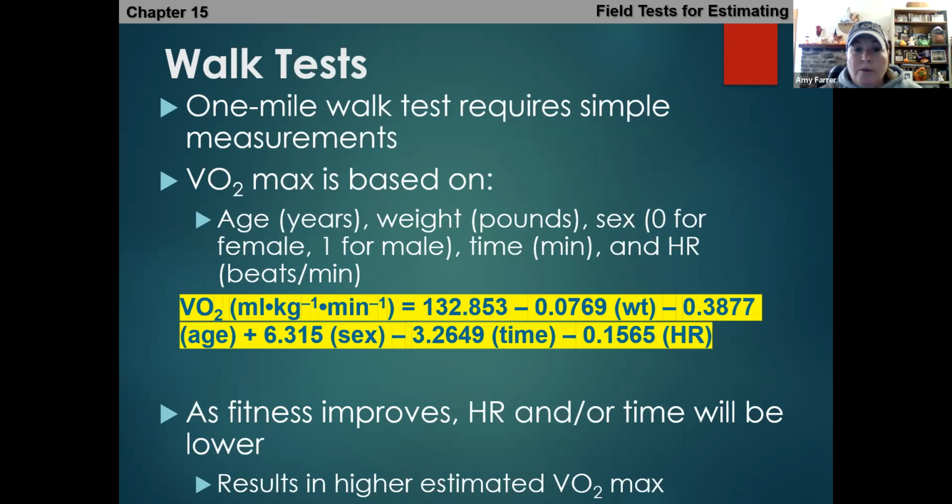A walk test, you can do a 1 mile walk, simple measurements. Here's the formula for it. As you improve in fitness, your heart rate and/or the time to complete will get lower. It may give you a higher estimated VO2 max than you truly have, but again, it's an easy comparison, something you can look at. I would recommend that you do it at a track. So now you've controlled for surface, and it's very easy to figure out where your 1 mile is.